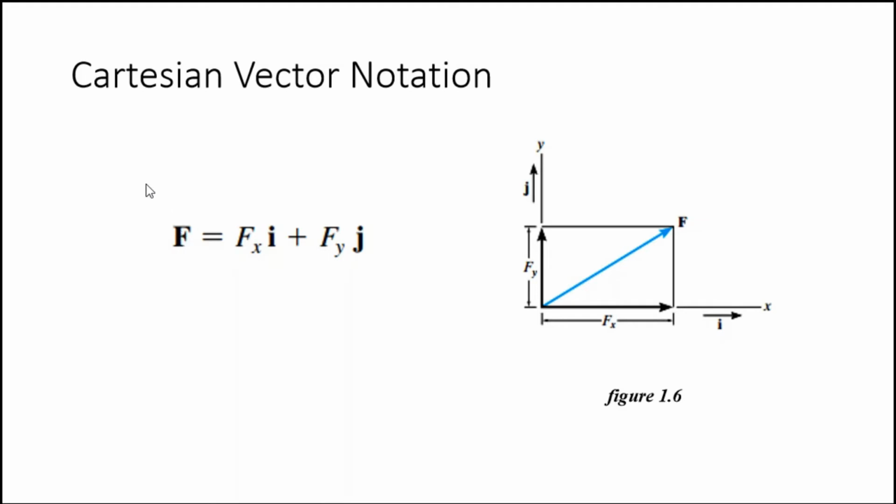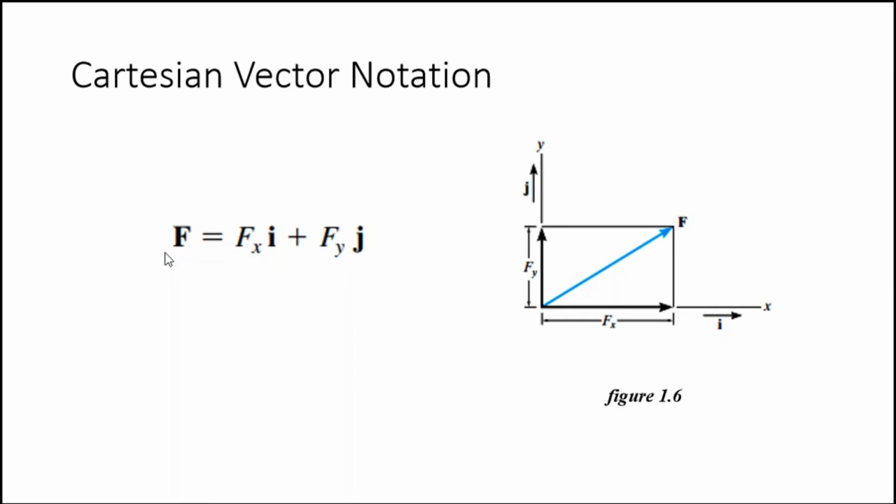So, ngayon, ang Cartesian vector notation is this one. F is equal to 1 unit i times F sub x plus 1 unit j times F sub y. Okay? So, yung i and j, it represents the x and y axis. Mas madali, parang a fancy way of doing scalar.